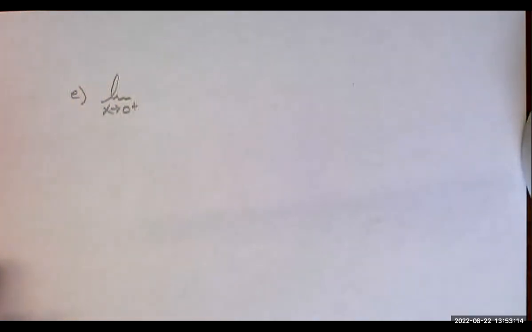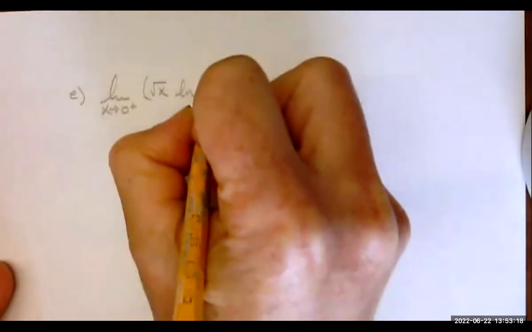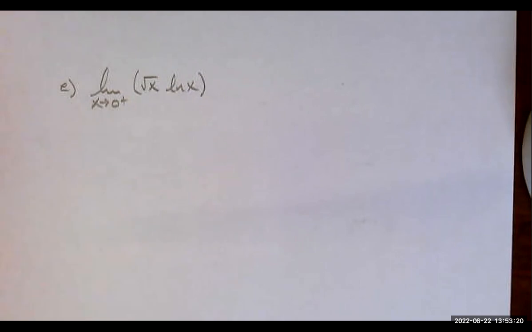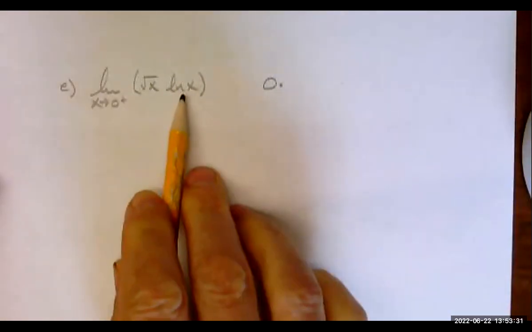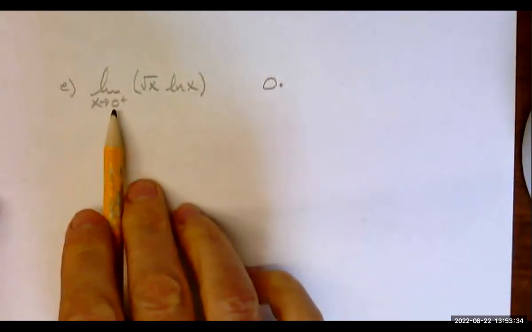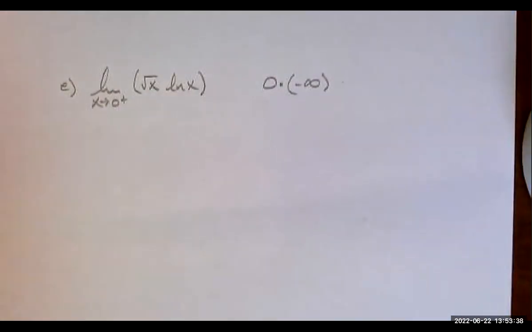Things get interesting here. I'm going to approach 0 from the right, and it's the square root of x times the natural log of x. Okay. If we try to plug in 0, what would happen? We'd have 0 times, and the natural log of x, as x approaches 0 from the right, there's that vertical asymptote. We'd have 0 times negative infinity. So yep, that is an indeterminate form.